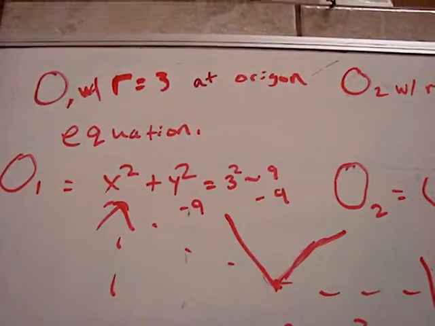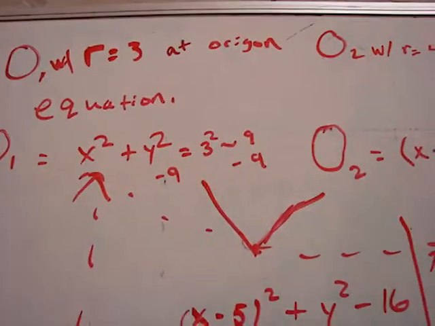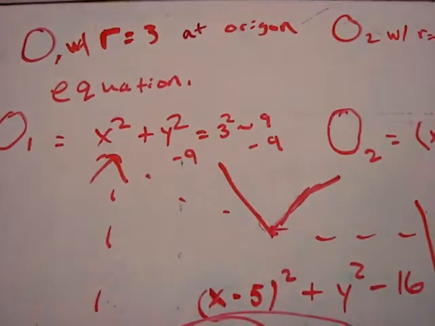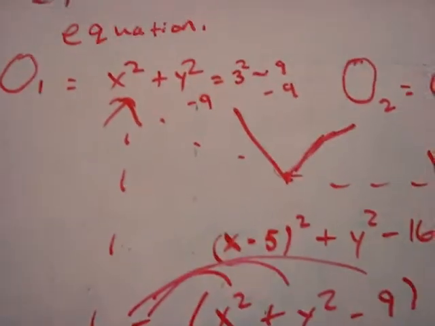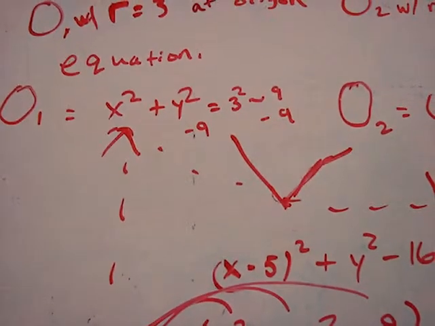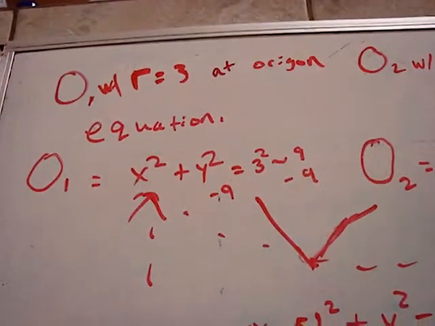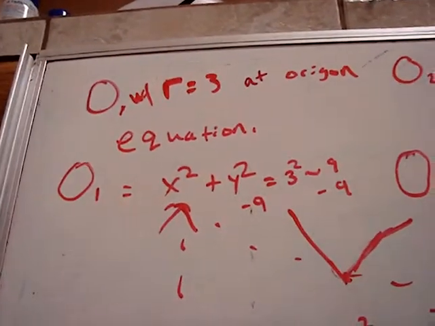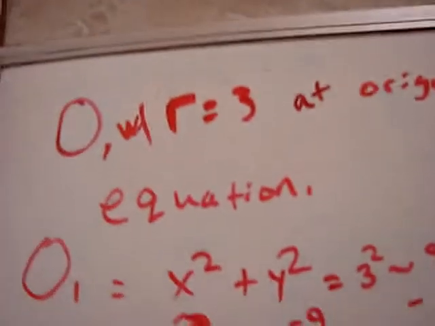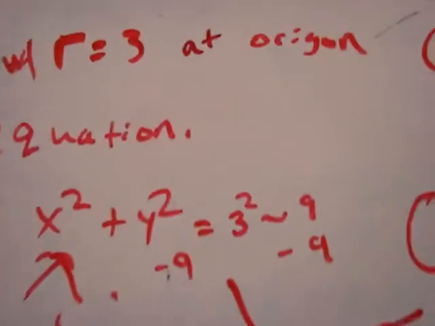I'm here to go over with you problem 41 from section 4.1: how to find the points between two touching circles. We are given that circle 1 has a radius of 3 and it's centered at the origin.